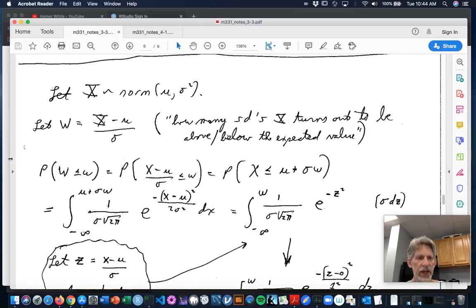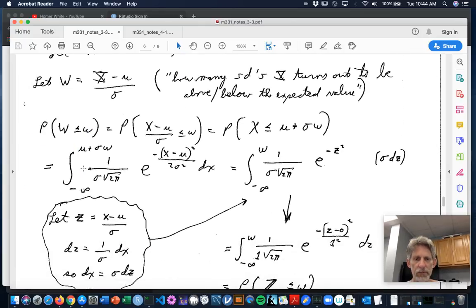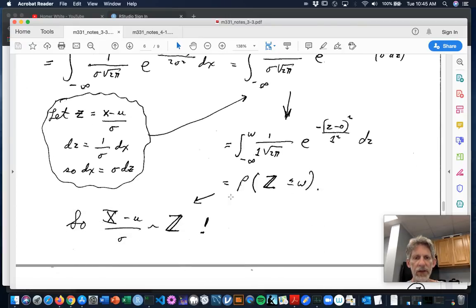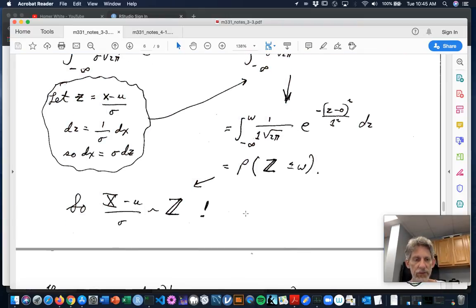So the chance that capital W is less than a number is the same as a standard normal being less than that number. The capital W and the standard normal have to have the same probability distribution. They have the same distribution. So this is distributed like a standard normal, mean 0, variance 1. So when you standardize a normal, you get another normal random variable whose mean is 0 and whose standard deviation is 1. That's nice.